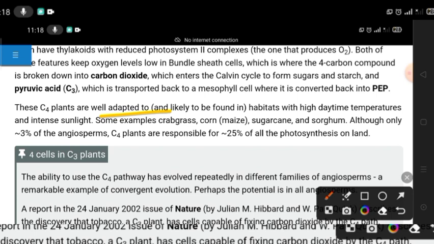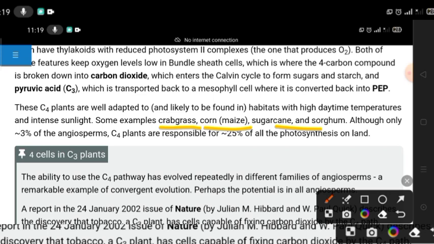These C4 plants are well adapted to and likely to be found in habitats with high daytime temperatures and intense sunlight, because C3 plants cannot tolerate as much light or temperature as the C4 plants can. Some examples of C4 plants are crabgrass, corn, sugarcane, and sorghum. Although only 3% of angiosperms are C4 plants, they are responsible for 25% of all photosynthesis on land.